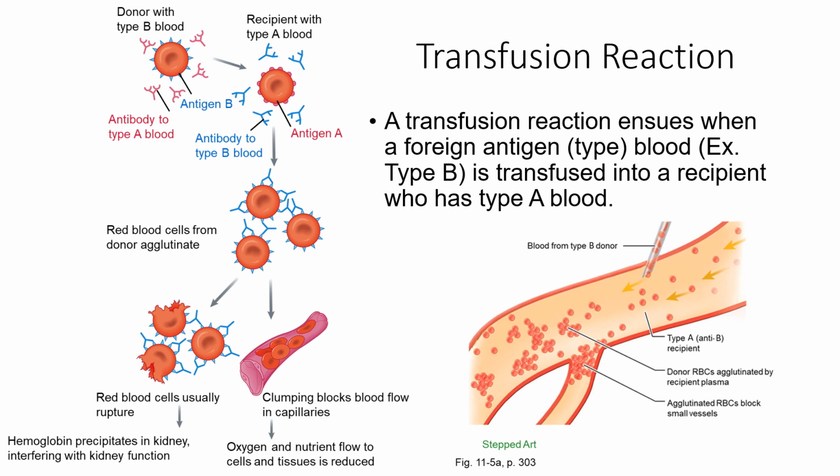Also, these clumped foreign erythrocytes can rupture, and when they rupture, the hemoglobin is released, and that hemoglobin can precipitate in the kidneys, meaning it falls out of solution, clogging the kidneys. We'll talk about how that would occur in the kidneys later in the semester.